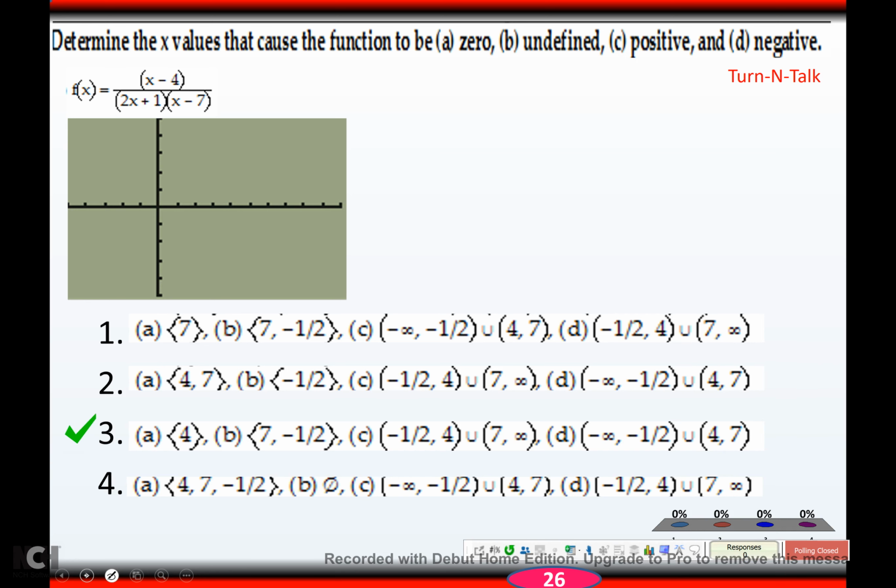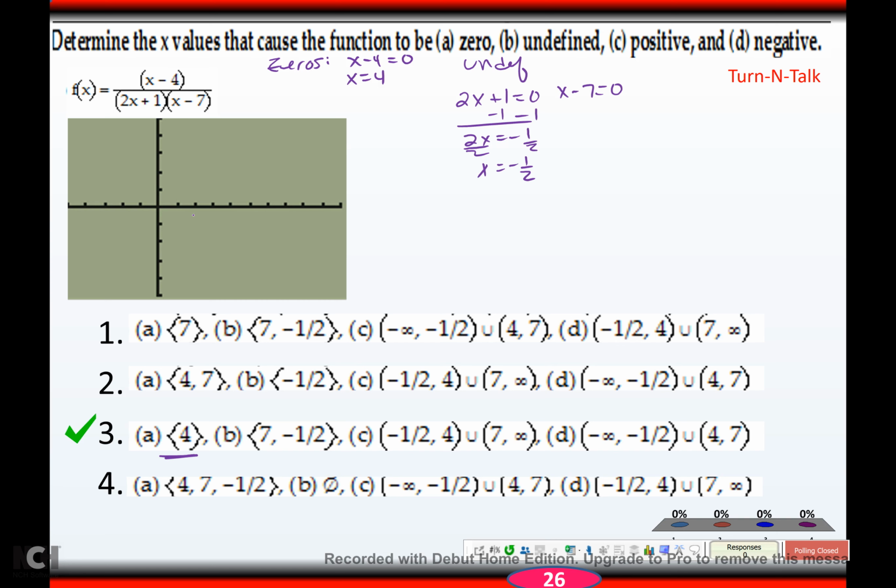And hopefully you got 3. Alright, so to get my zeros, I set the numerator equal to 0, which gives me x equals 4. So there's my 0. To get my undefineds, I set my denominators to 0. So 2x plus 1 equals 0 and x minus 7 equals 0, giving x equals negative 1/2. So you've got an undefined at -1/2.